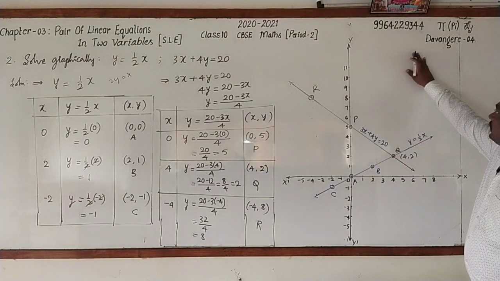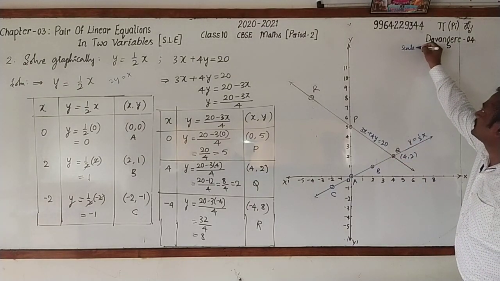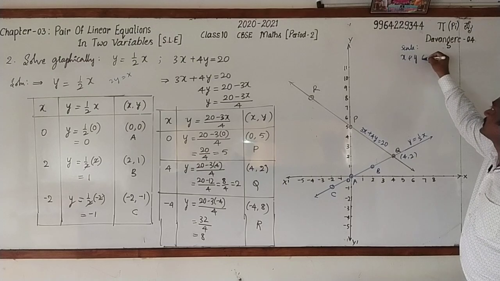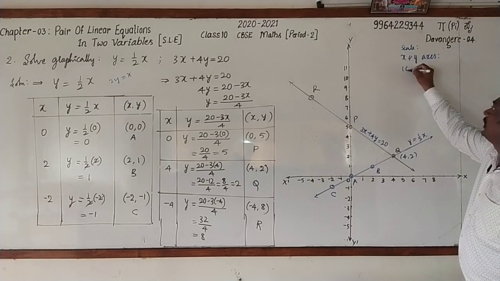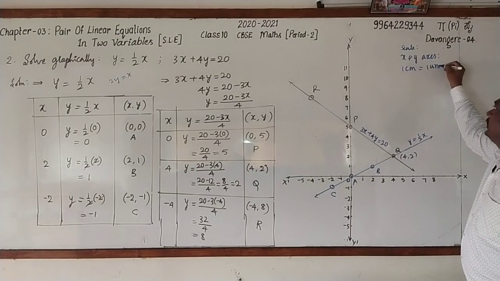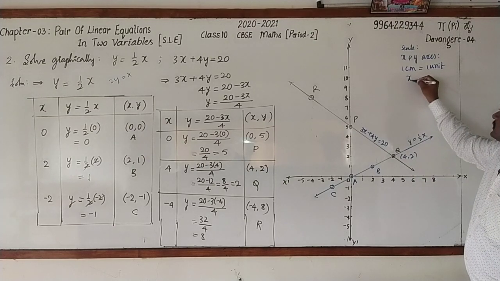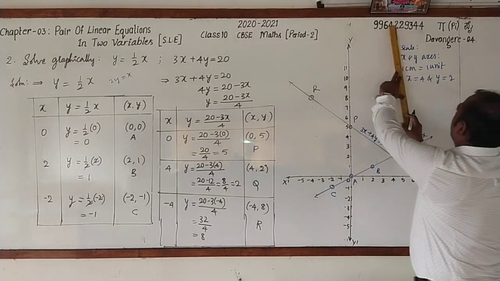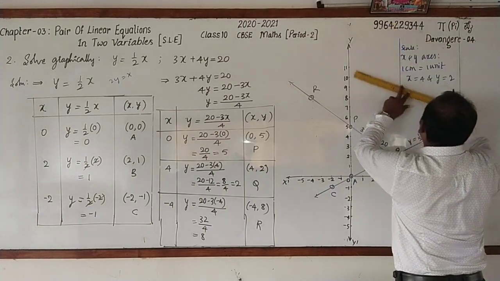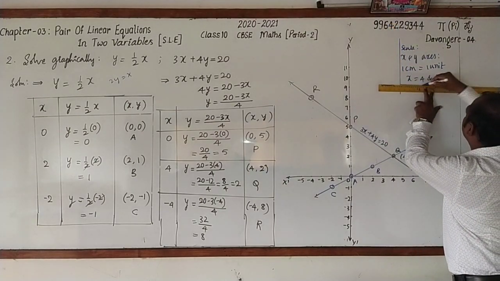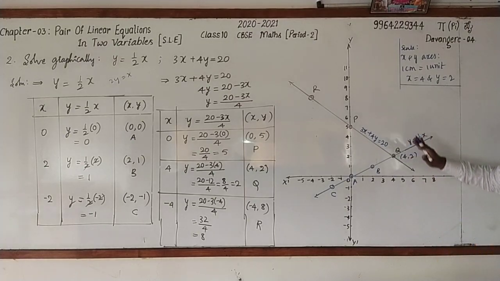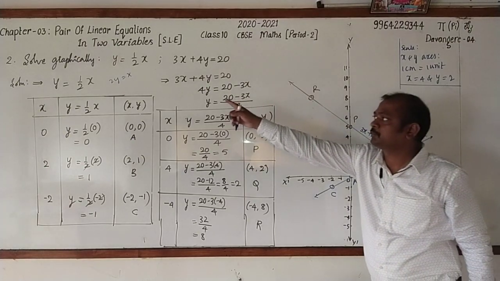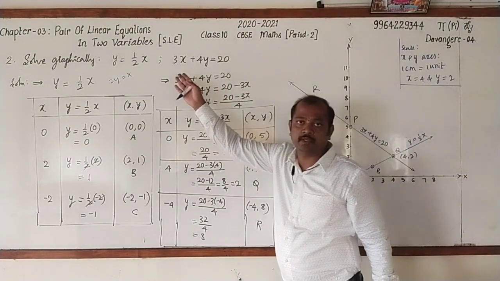So now here we will go for writing the scale. Scale x and y axis the same, that is 1 centimeter equal to 1 unit. Then x is 4 and y is 2. It should be written at the top right corner. So this is the graph of these two equations.